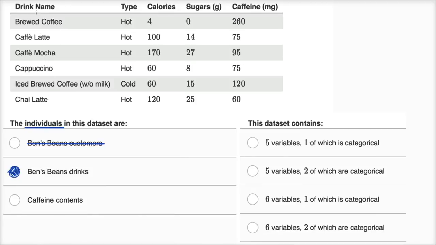Well, the name is a variable. Each of these drinks has a different name. That's one variable. The type is a variable. They can be hot or cold. The calories are a variable. The sugar content is a variable, and the caffeine is a variable. So we have 5 variables over here: the name, type, calories, sugar, caffeine. So we have 5 variables, so we can rule out the 6 variable choices right over there. So we're going to rule that one and that one out.